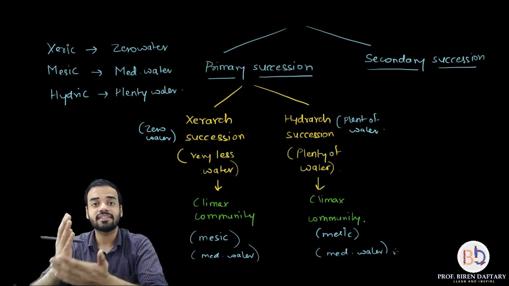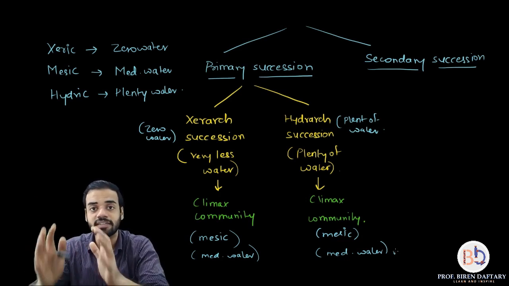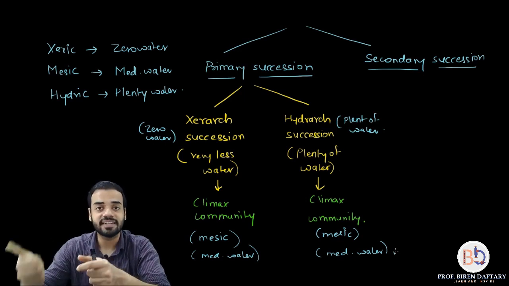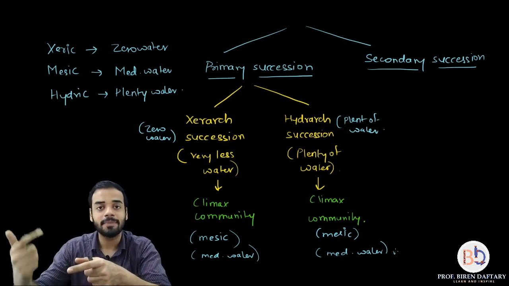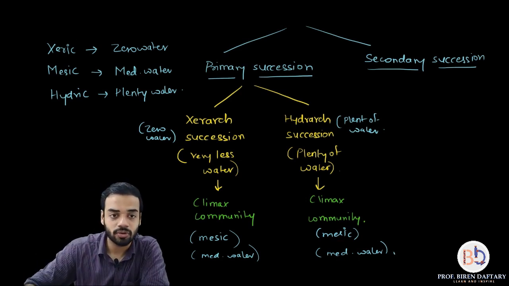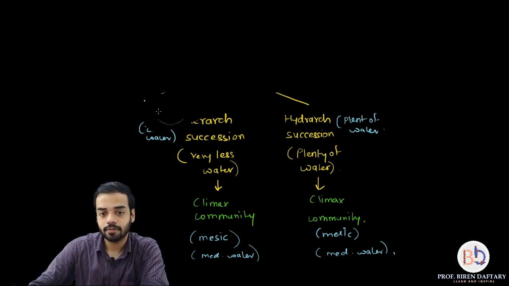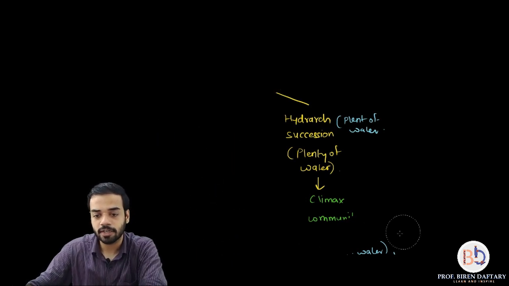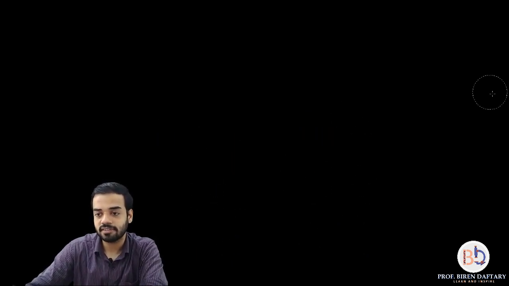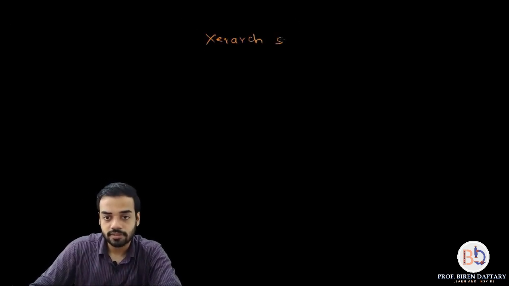Okay, so now let us start with the first type, which is called as the xerarch succession. I hope this part is clear. I hope all the three words are clear. Xeric means related to xerarch, mesic is medium, and hydric means related to hydrarch. Okay, so what I will do is I'm going to rub this off, and we are going to start with the first part of primary succession in plants, that is called as xerarch succession. Okay, so let me write down the heading over here, xerarch succession.